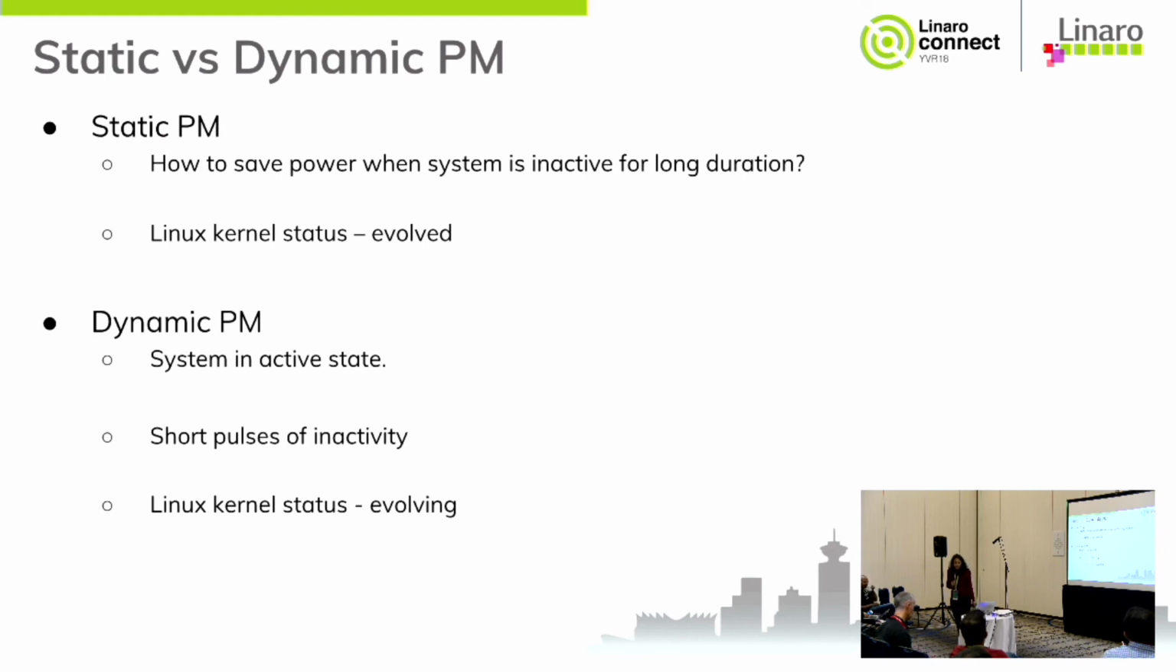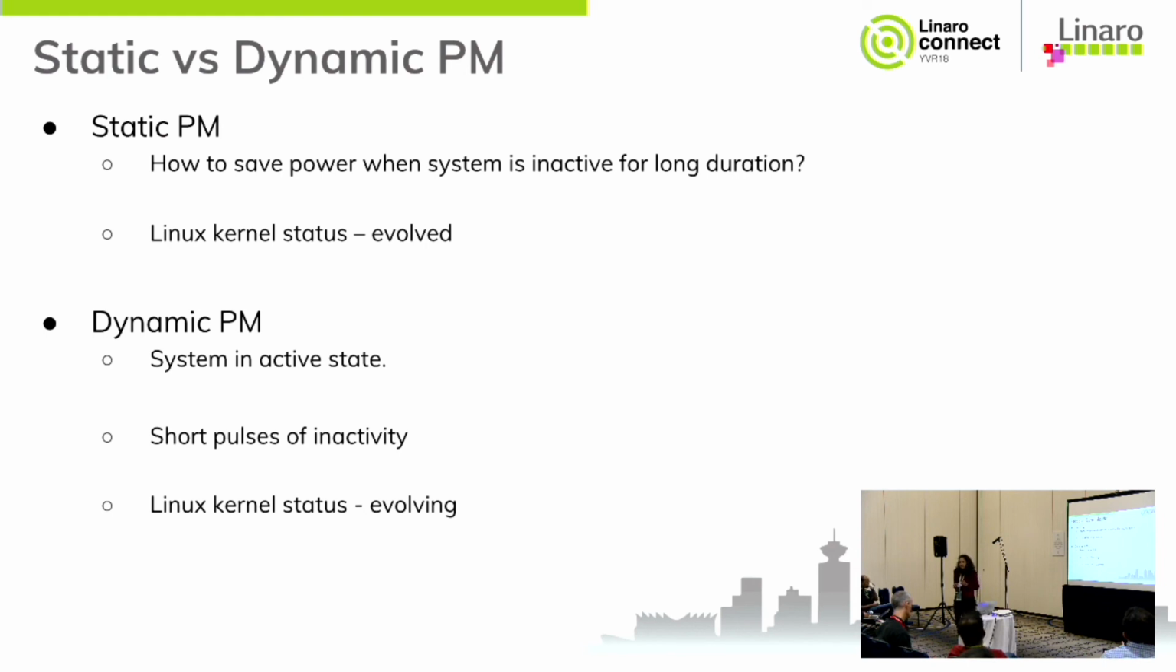Whereas dynamic PM, on the other hand, deals with power savings when the system is active. Like, let's say there is video playback happening. So what do you do with camera, which is not connected to video playback? What do you do with the peripherals that are associated with video playback? Do you run them at full throttle, or do you kind of try to save power there? So that is the dynamic power management portion of it.